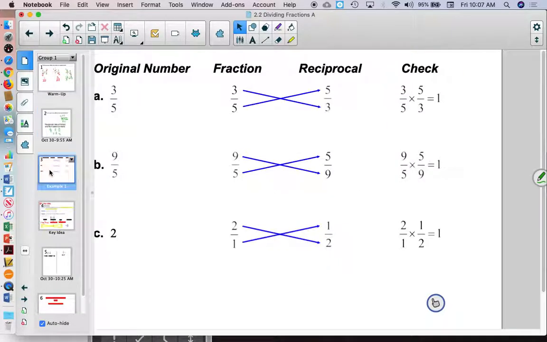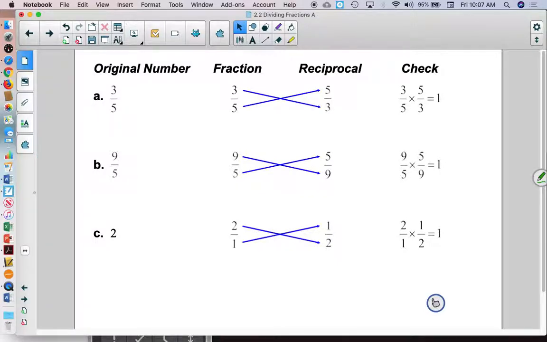Well, let's see. All you're being asked to do, this is what we're doing here. Now, a fraction. What are we doing? Original number, fraction, reciprocal. Something important about the reciprocal of a fraction: if you have a fraction and you multiply it by its reciprocal, you will get 1 every time. Every time. 3/5 times 5/3 is 1. 9/5 times 5/9 is 1. 2 times 1/2 is 1.